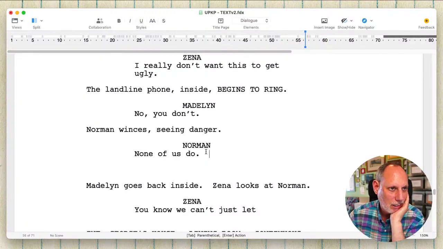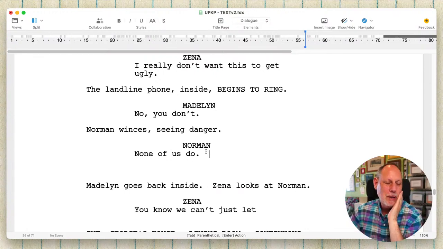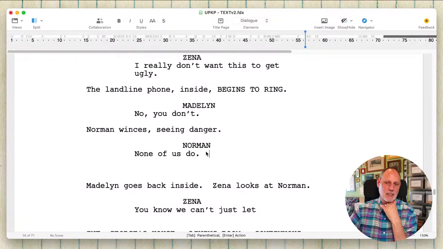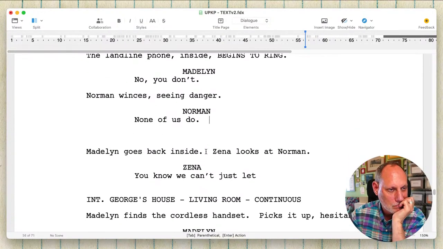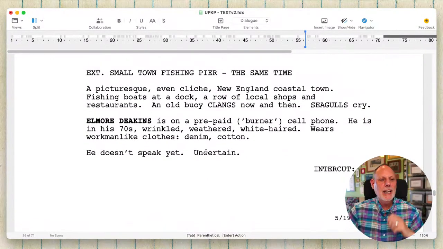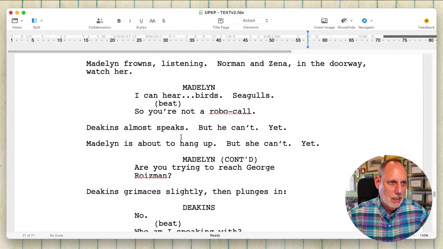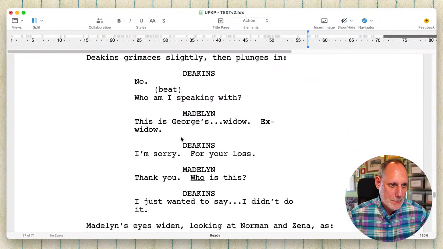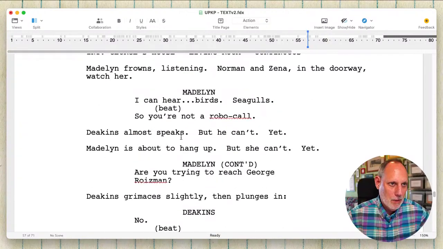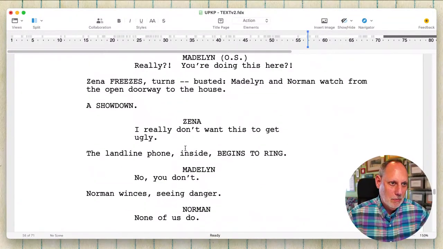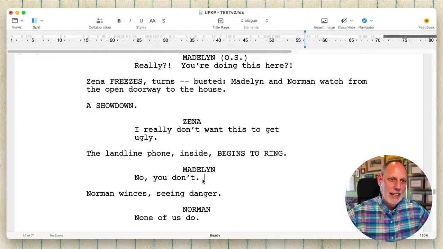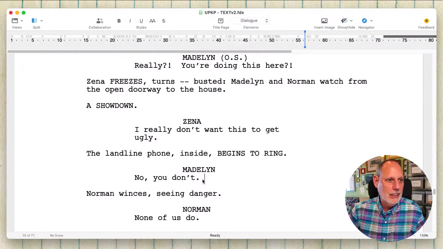See, what I'm thinking is, in order to get the phone, it might be cool if actually, originally I had this whole thing where he doesn't speak and he's kind of nervous. But what I'm thinking now is it might be better if, because of the showdown, Madeline says to Norman, you get the phone. So then he would bring it to the doorway and then everyone would see it. Yeah, that's actually the thing.